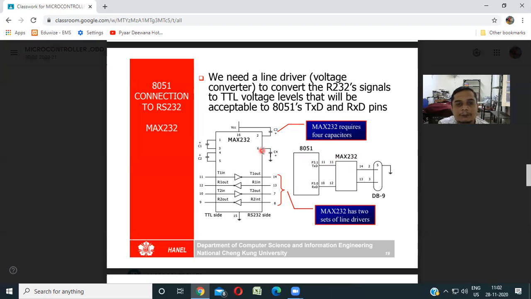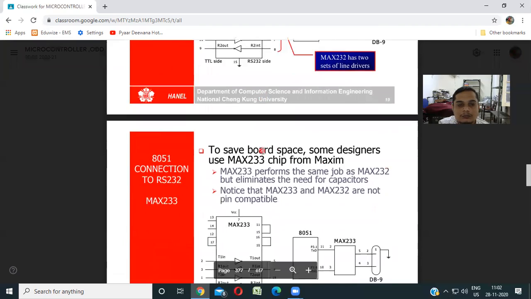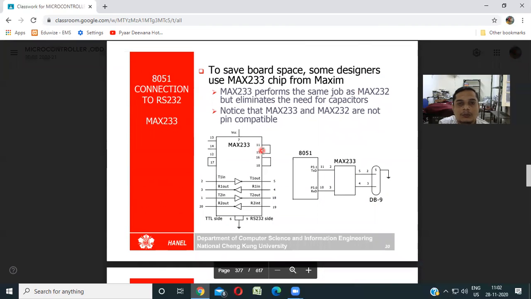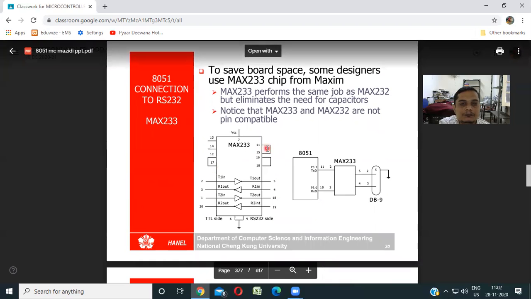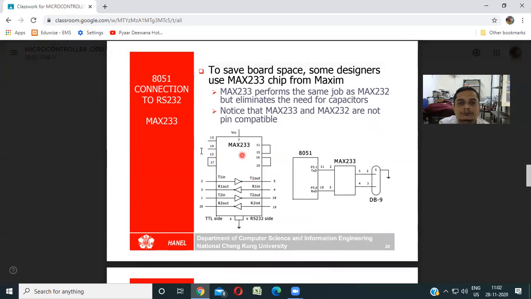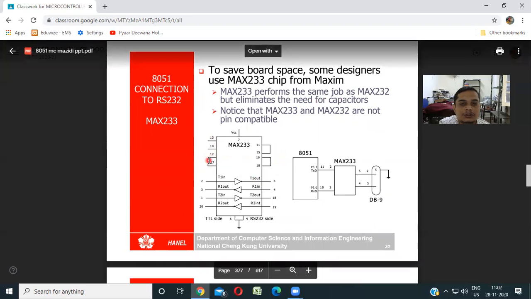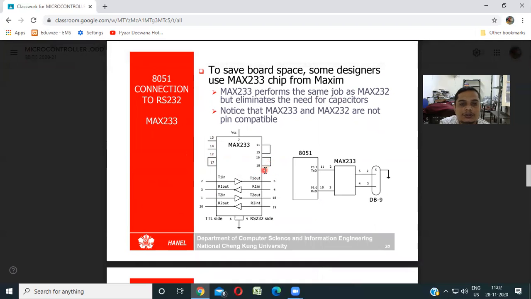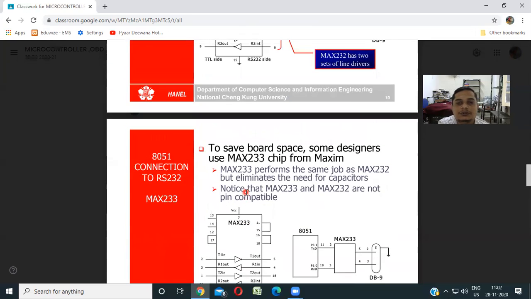Let us stop here and discuss in the next class one more IC, the MAX 233. The only difference is that here you can see there are no capacitors. All the capacitors are removed here. Pins 10 and 16, 11 and 15 are shorted, and 12 and 17 are shorted. The same IC is there, but the capacitors are removed. So this is the advanced MAX 233.